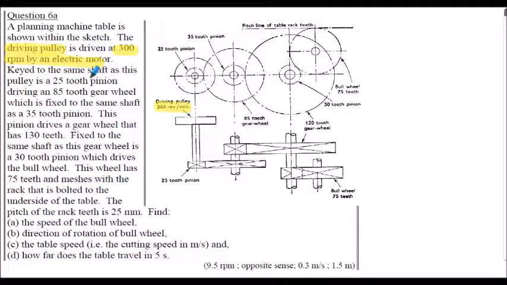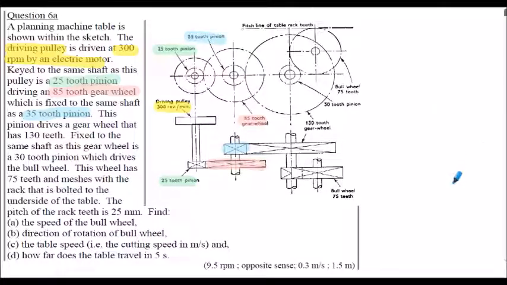Keyed to the same shaft as the drive-in pulley, we've got a 25 tooth pinion gear there. That's driving an 85 tooth gear wheel. So the pinion gear is that one there, which will be this one here. So that's my 85 tooth gear wheel, which is fixed on the same shaft to a 35 tooth pinion. So the 35 tooth pinion will be this one here, which is this one up here.